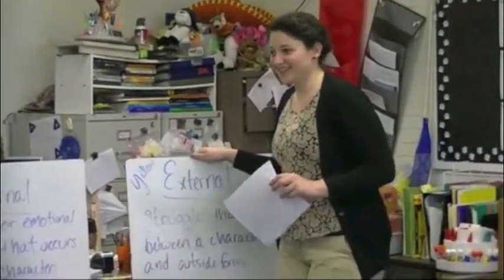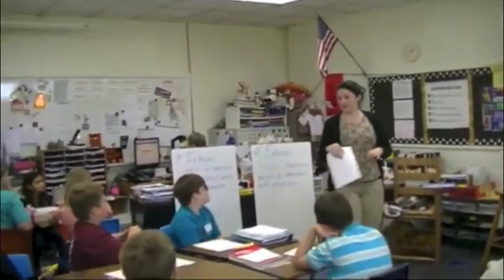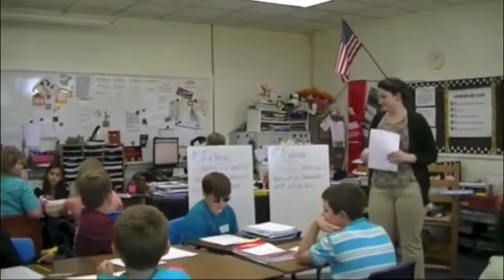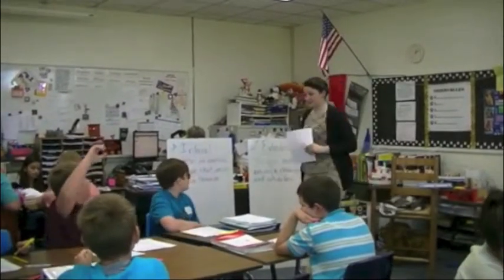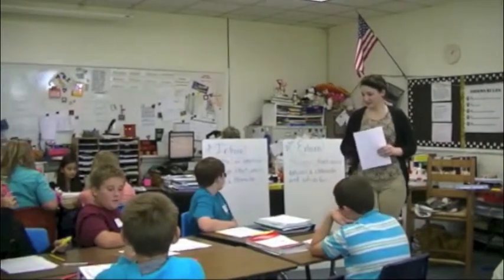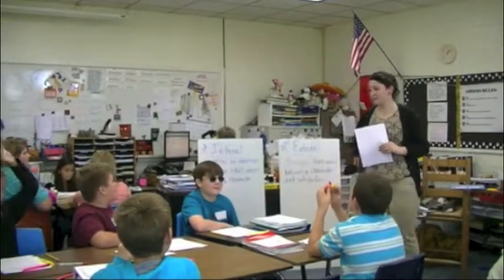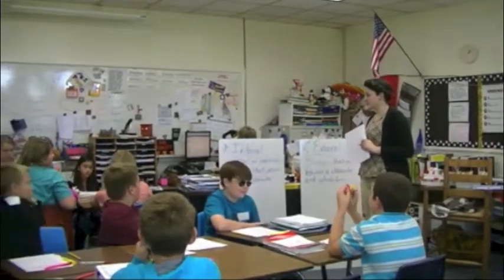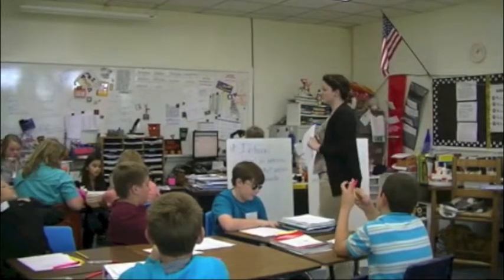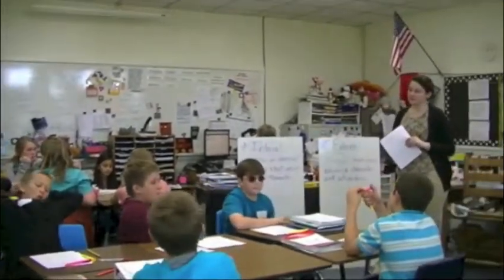Can you all give me a couple of examples that y'all wrote down? Yeah, that's external. Try not to be mean to people. Not being mean or being mean to people would be an external conflict. Yeah. I argue with my brother. Yeah. Can I have a couple of internal conflicts?